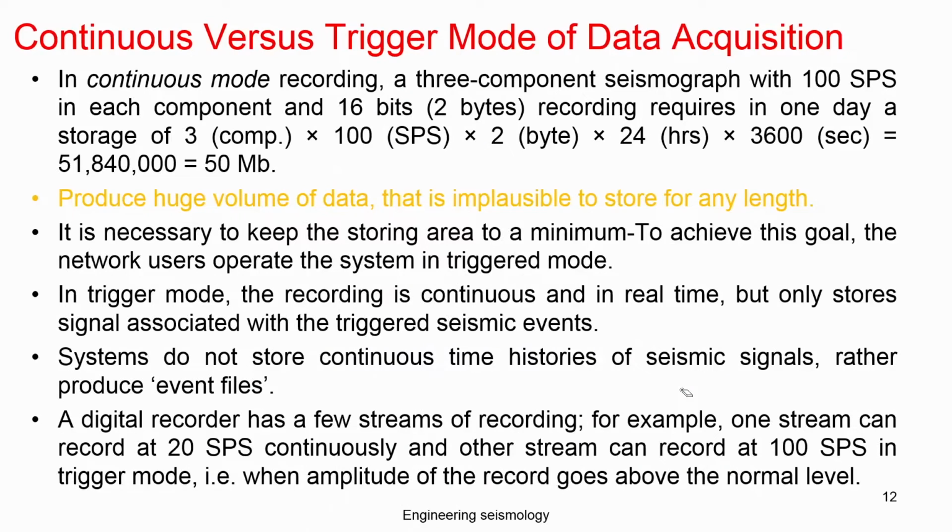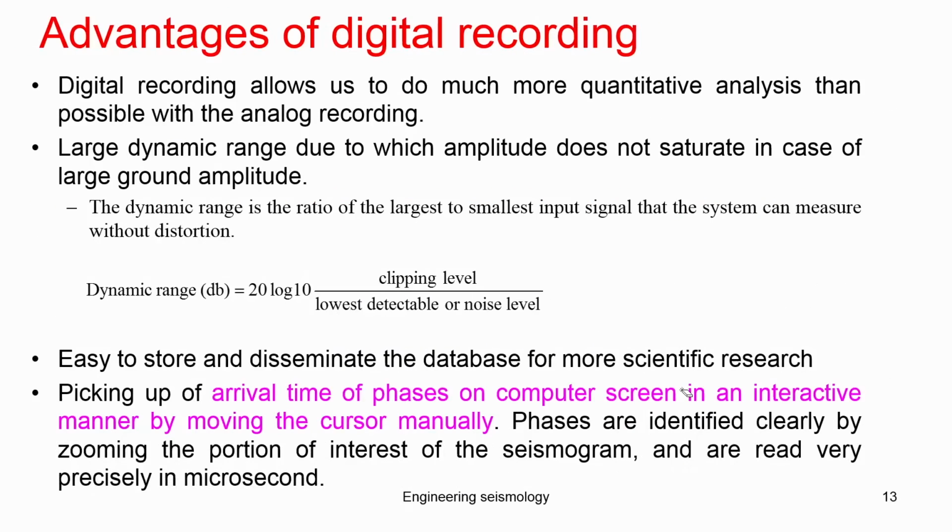So samples per second is another important parameter, apart from storage, which decides the size of the file. In the digital recording system, you can control the dynamic range, which is the ratio of the largest to smallest input signal the system can measure without distortion. These have several applications in engineering seismology: to store and simulate the data for the scientific approach, and picking the arrival time of phases on the computer screen in an interactive manner by moving the cursor manually.